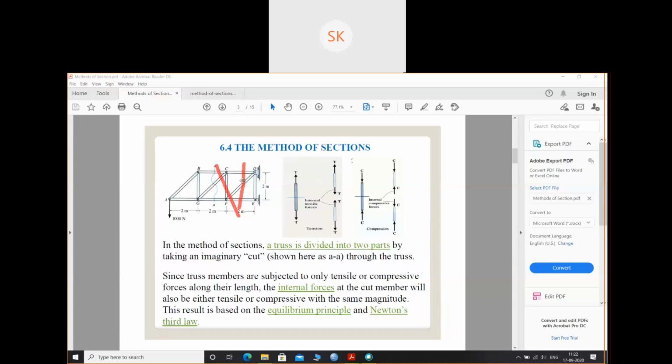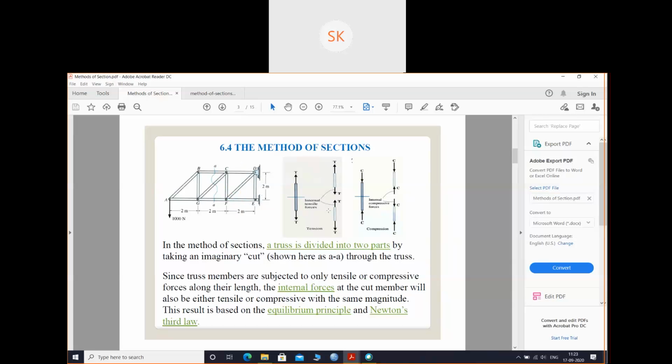You have to make the cut in such a way that it cuts the member in which we have to find the force along with two other members. That means you have to cut a section in such a way that it cuts a maximum of three members, including the member whose force you need to find. Got it? Since truss members are subject to only tensile or compressive forces, as we have discussed earlier, we assumed that a member is in compression. Then if we get a positive answer, it is in compression, so that means our assumption was correct.